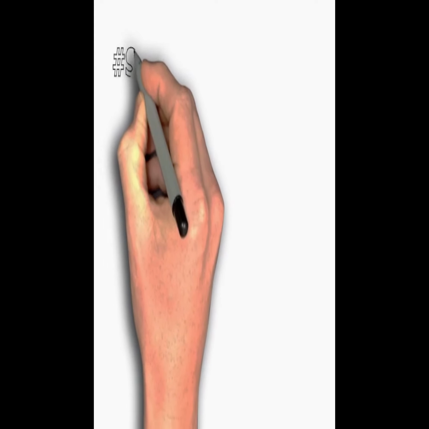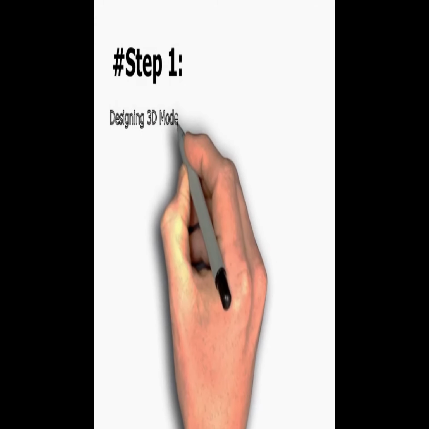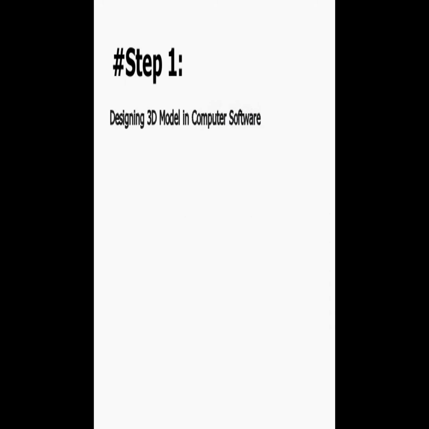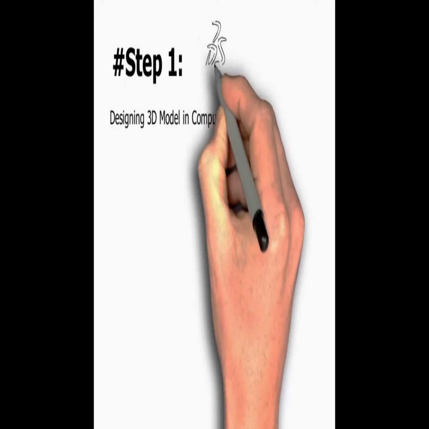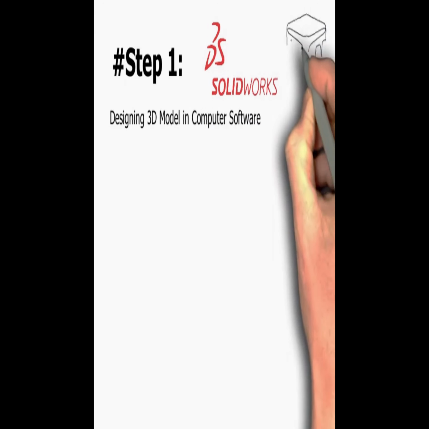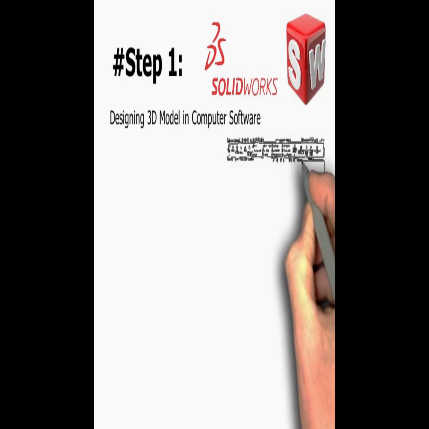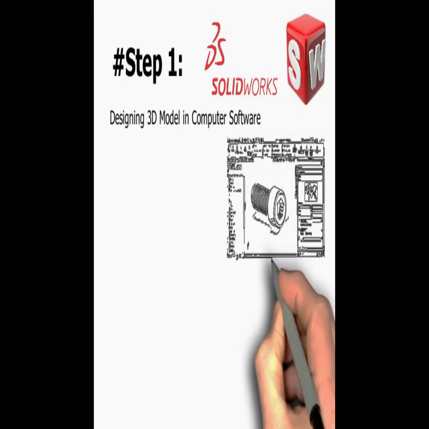Now let's decode the detailed process of 3D printing. Step 1. Designing a 3D model in computer software. So we need computer software which can design a 3D model. There are tons of software available. Among those is SolidWorks software. This is how the interface of the software looks like.